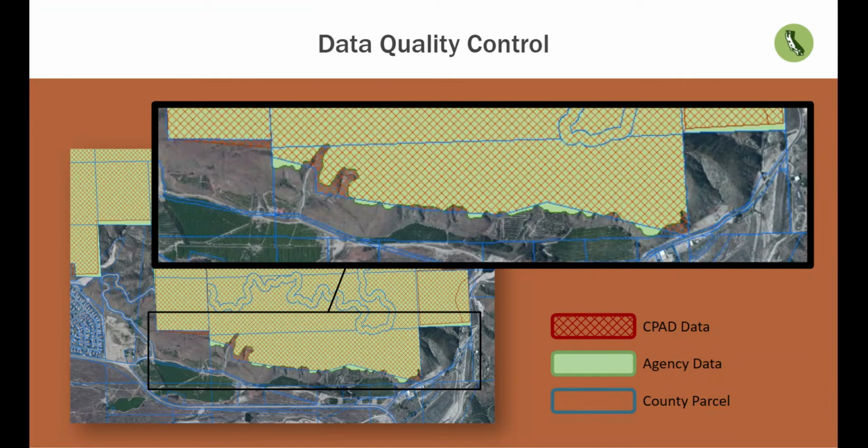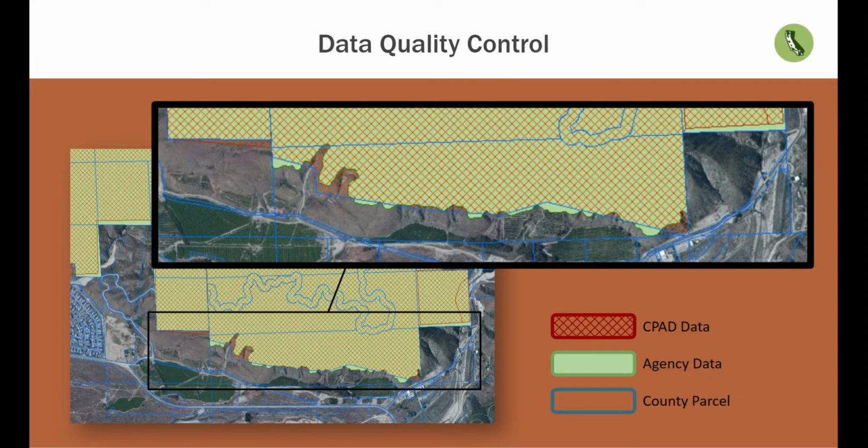In regard to one aspect of quality control, let's take a look at the geometry alignment. This would be a little tricky to see, but the red hatching is the CPAD data, the green is another agency's source data, and the blue are parcel boundaries. You can see there are differences between all of them. In some cases, CPAD is not aligned to parcel data, and in some cases, the source agency data isn't parcel connected at all. Resolving issues such as this is part of what goes into the quality control work that we do with CPAD.